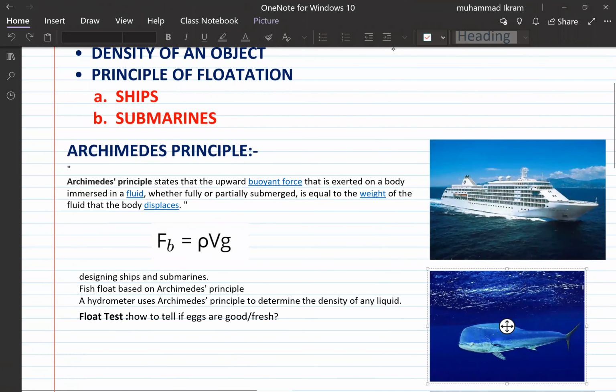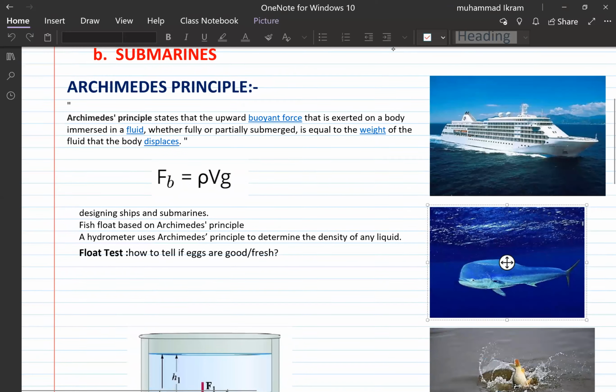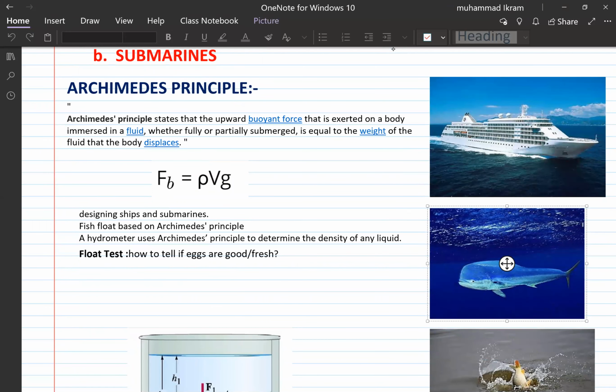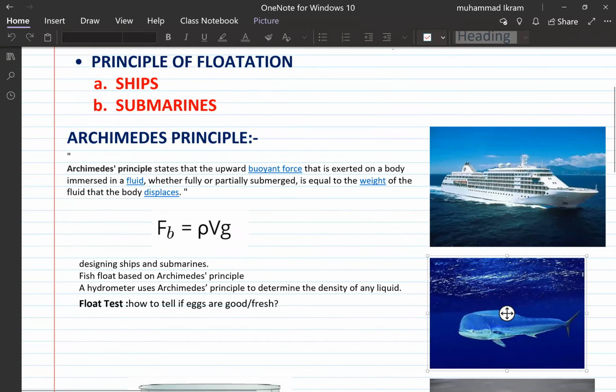Bismillah Rahman Rahim. The first topic is the Archimedes principle. Now, what is the Archimedes principle? Archimedes principle states that the upward buoyant force that is exerted on a body immersed in a fluid, whether fully or partially submerged, is equal to the weight of the fluid that the body displaces.